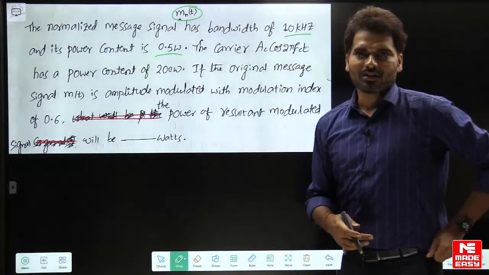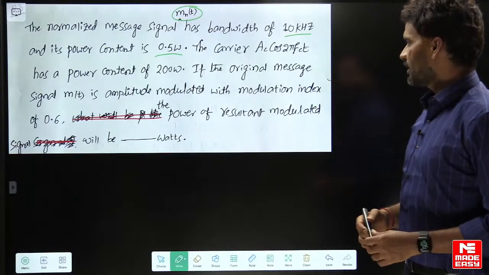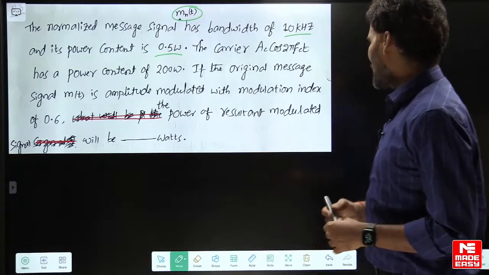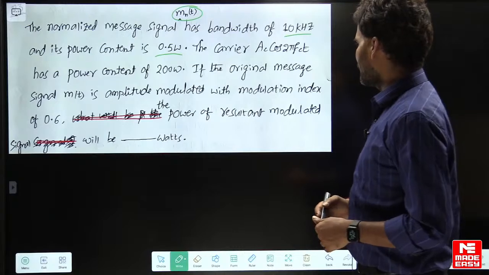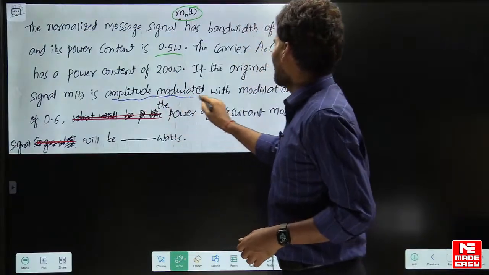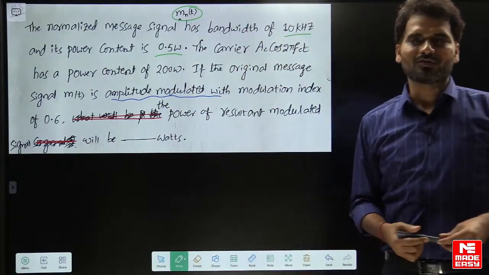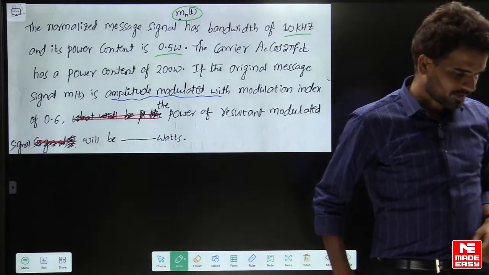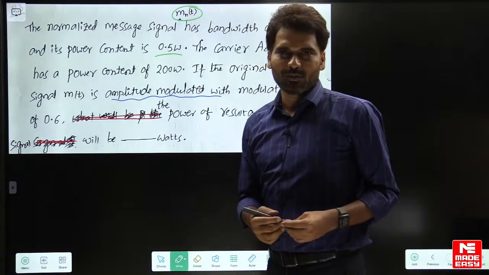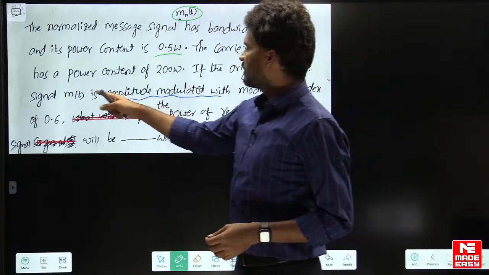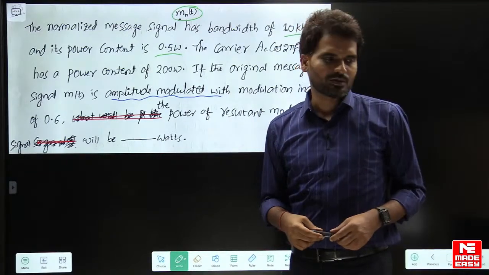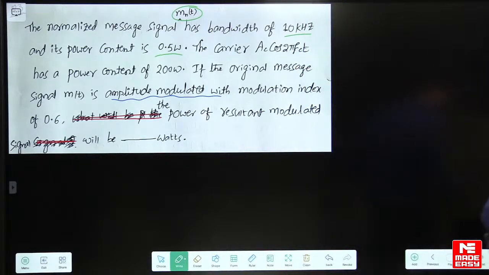So it is a numerical answer type question, NAT type question. You have to find the power of the resultant AM signal. This question is about amplitude modulation. Here the data regarding the normalized message signal m_n(t) is given, but the original message signal m(t) is amplitude modulated. Then you have to find the power of the resultant AM signal. Try this.